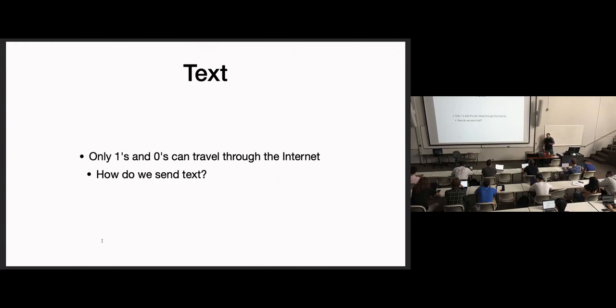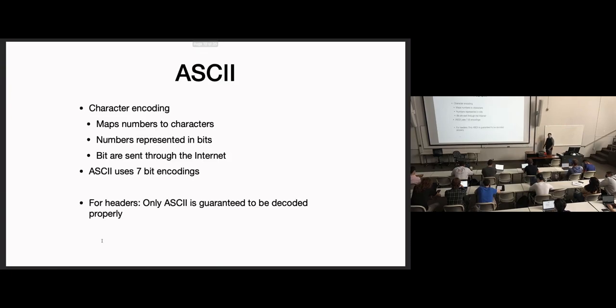The internet can only send ones and zeros. We want to send the letter A. How do we do that when the internet can't communicate A? Well, for that, we use character encodings. One you've probably heard of, you've probably come across this at some point, is ASCII text. This is a way of representing our characters as 7-bit values.